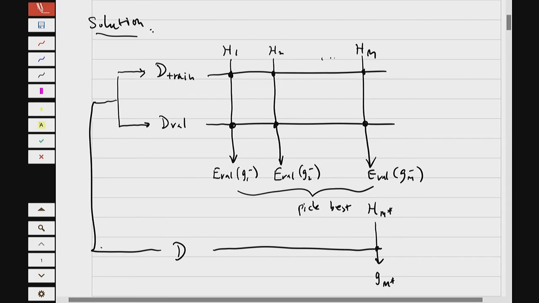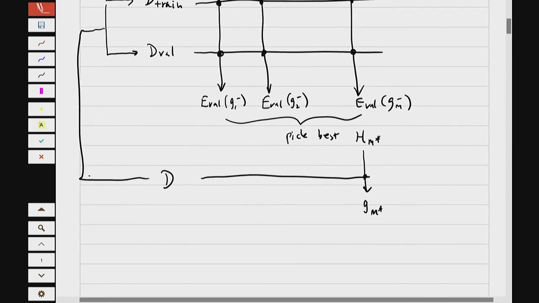So the question then is, does it really work? Does it really work well? And what are the potential concerns?